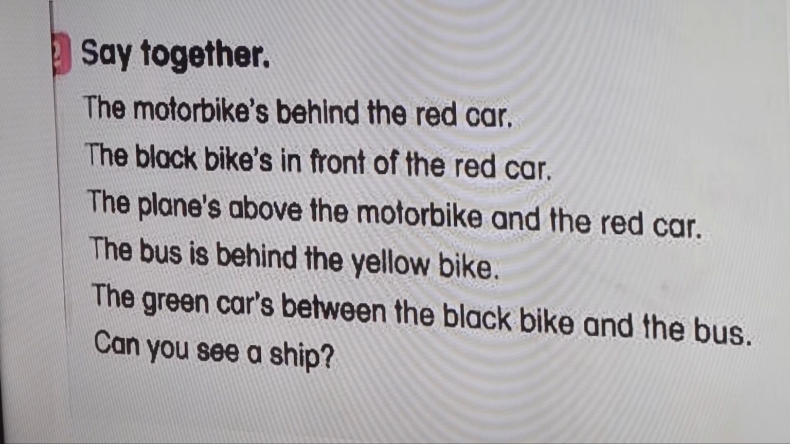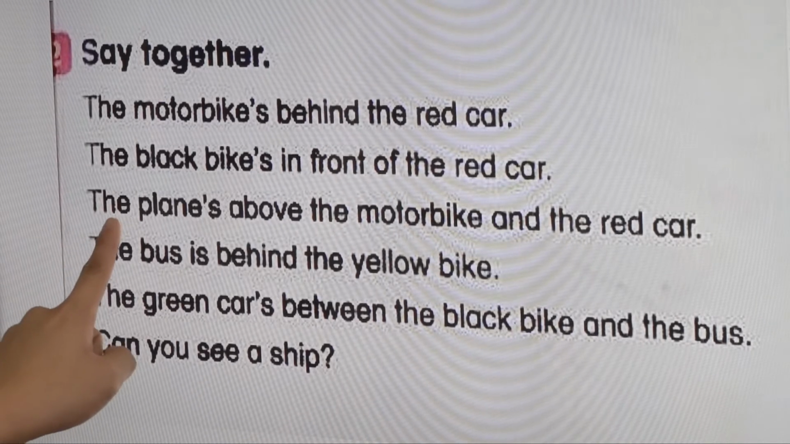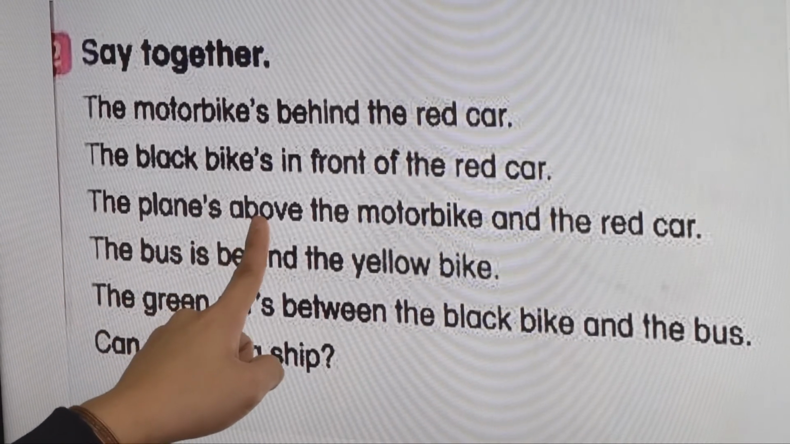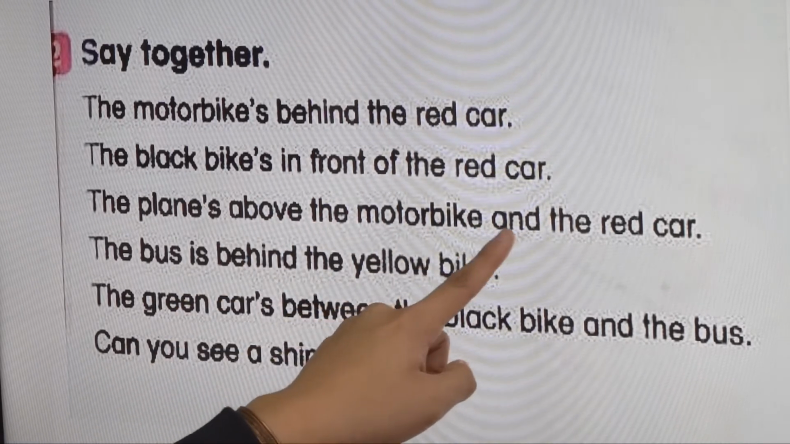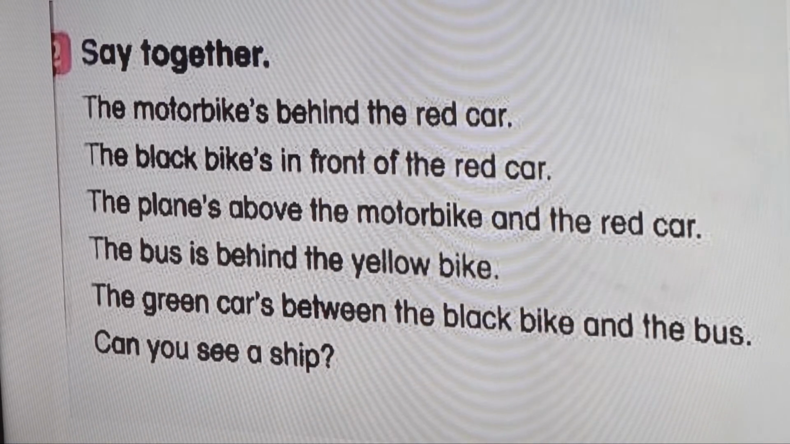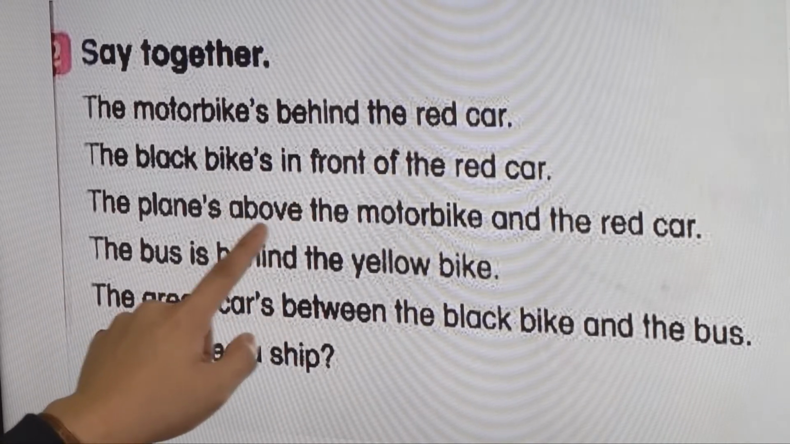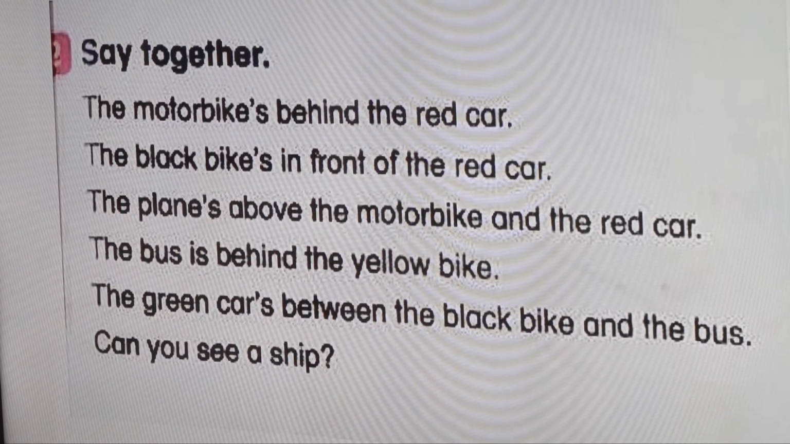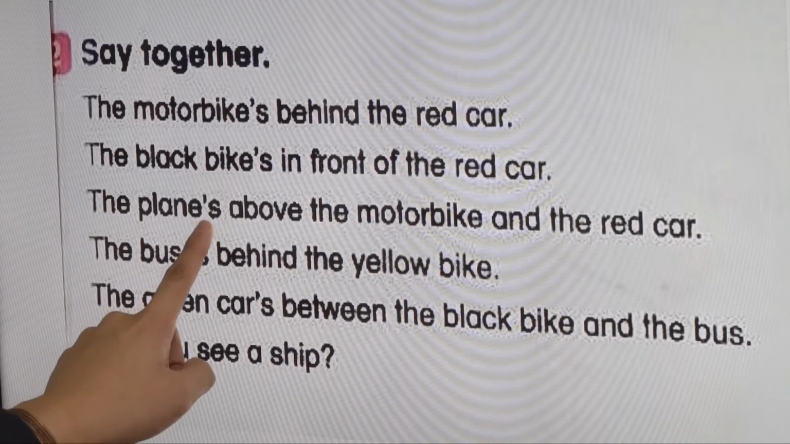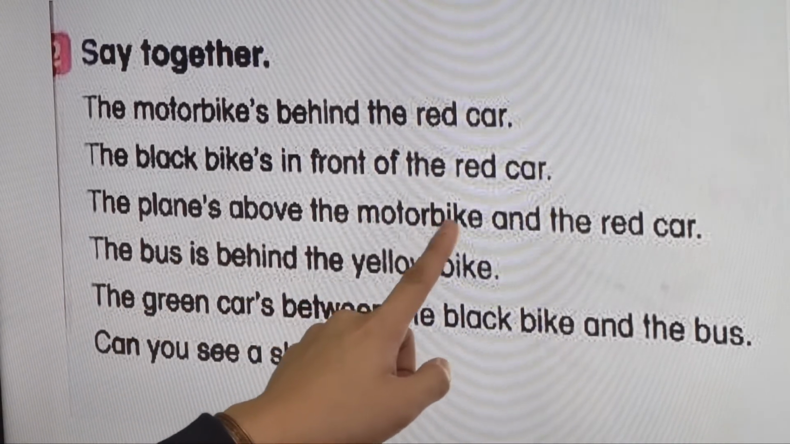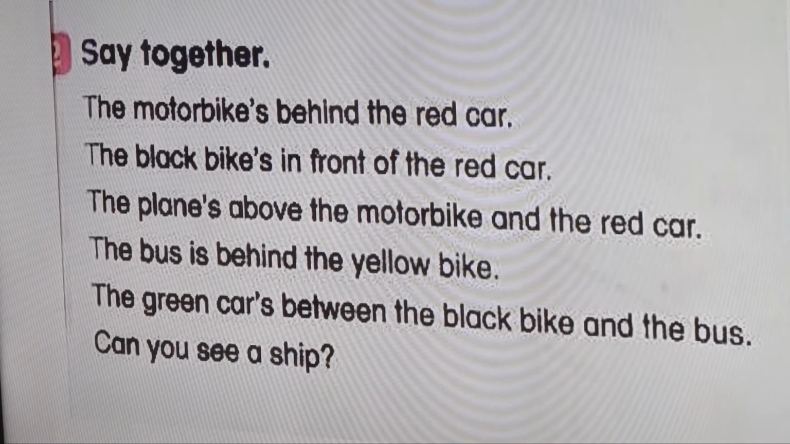Now, for number 3, okay, let's try to read it. The plane's above the motorbike and the red car. What does above mean? Above means on top of, right? Or up above, right? Not touching, but just on top of. Not touching each other. Alright, let's read it again. The plane's above the motorbike and the red car. Alright, so can you read it by yourself? Right, the plane's above the motorbike and the red car.